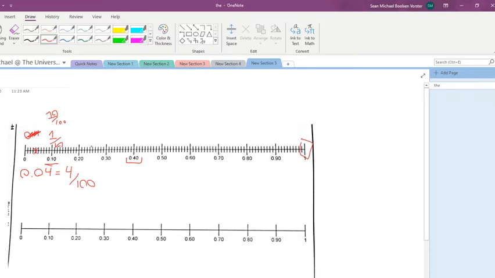Now, if we're over here on this one, we would say 0.21, and that would be equivalent to 21 over 100. So yeah, this is the basic decimal system. If we go here, it's 81, oh no, 0.081, and that is equal to 81 parts of 100.